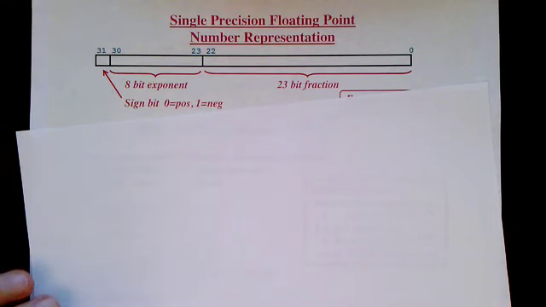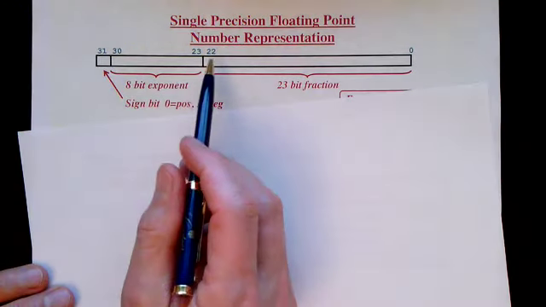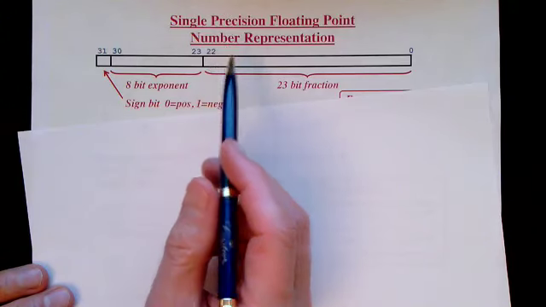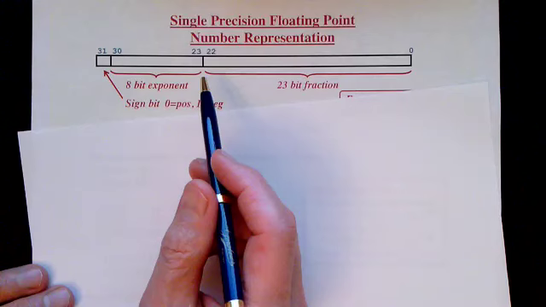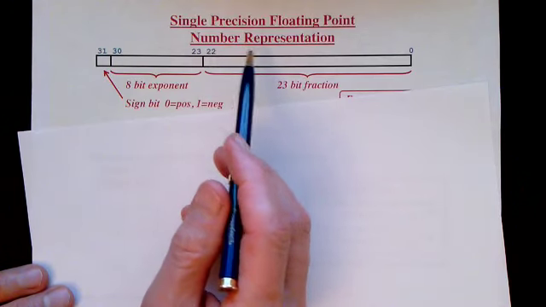Now we're ready to look at the representation of floating point numbers. This is the IEEE single precision floating point number representation.